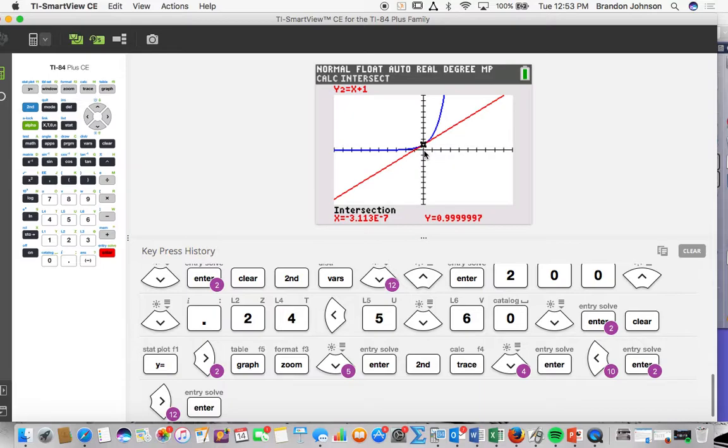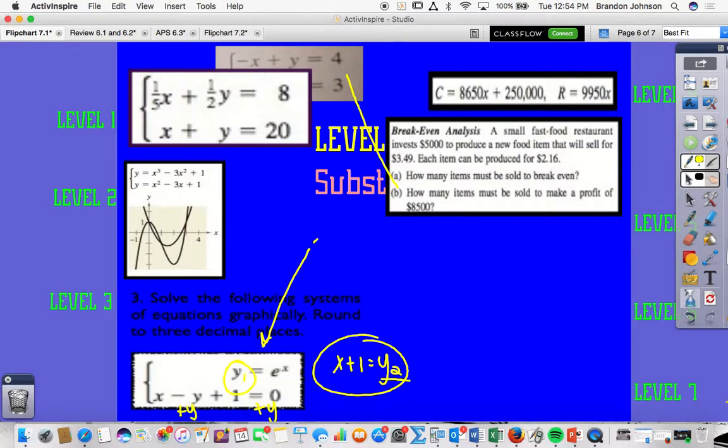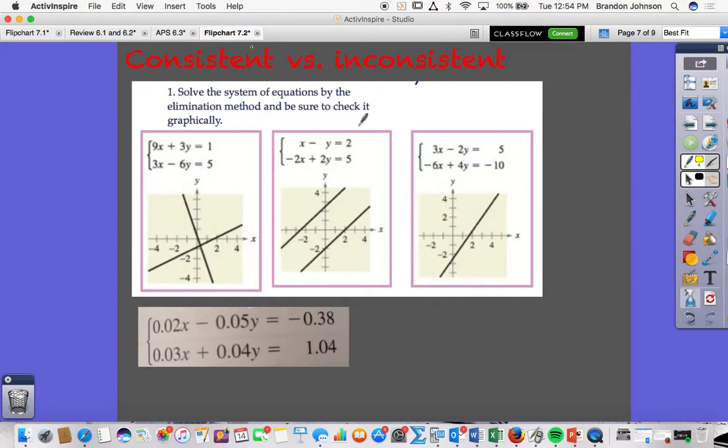Very, very close to 0, especially if I zoomed in right here, you would see that. And then 0.99997 is very close to 1. So we would say that our solution, by using the calculator, would be 0, comma 1. Make sure your x comes first. You don't want to do what I just did and get that incorrect, okay?